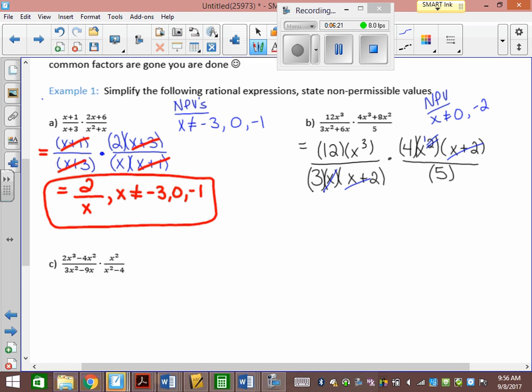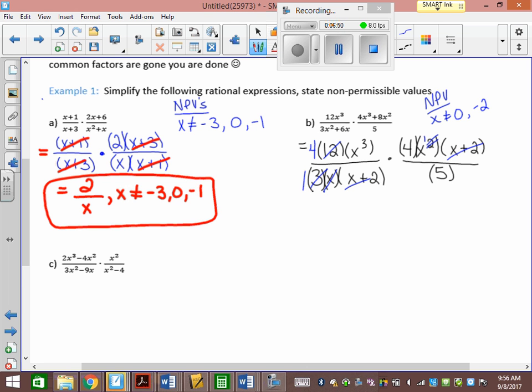Now, can I cancel out any numbers? The 12 and the 3. I can take a 3 out of both of those. What if the 3 was here? Could I do it still if it was across from each other? You could, as long as it's on the top somewhere and on the bottom somewhere. Okay? So if the 3 and the 5 were switched, I could still do it because the 3 would still be on the bottom. So 12 divided by 3 is 4. 3 divided by 3 is 1.